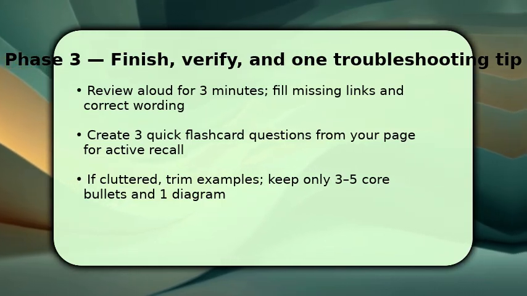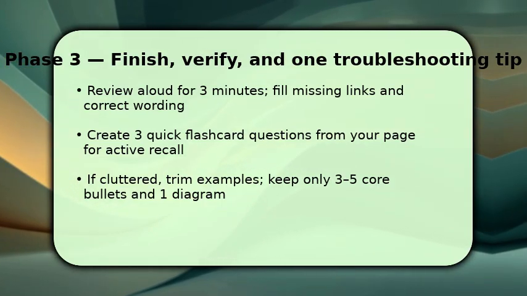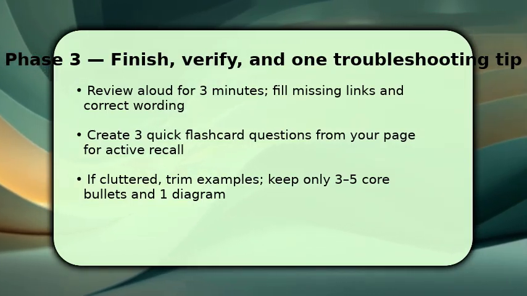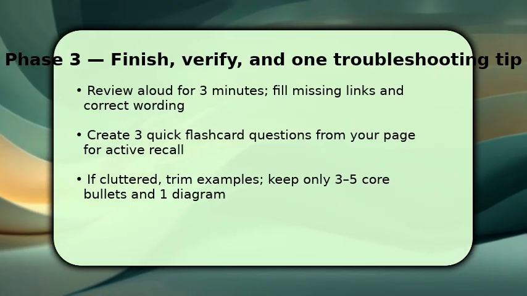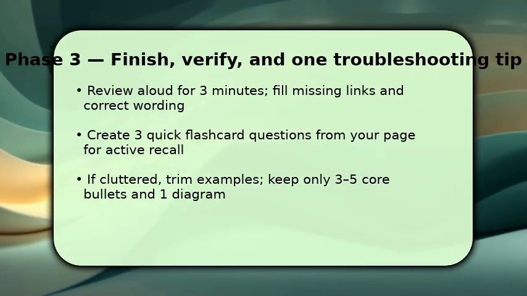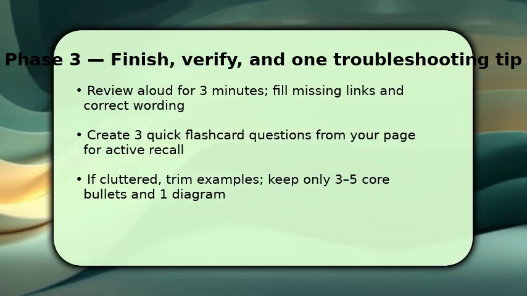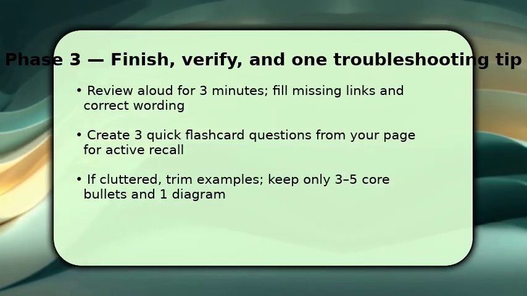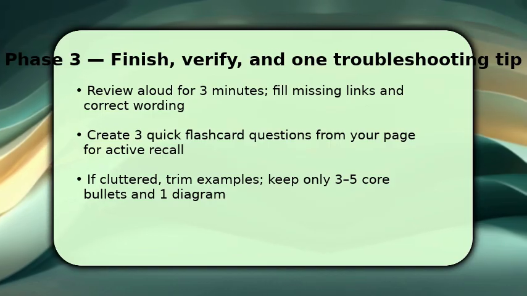Then convert 3 strong facts into flashcard questions to enable active recall later. If the page looks cluttered, trim examples and redundant notes. Focus on 3 to 5 core bullets and 1 clear diagram. If you still struggle to remember, simplify further, remove non-essential details, and rehearse the flashcards until retrieval is smooth.